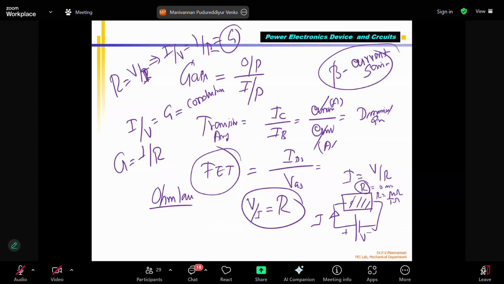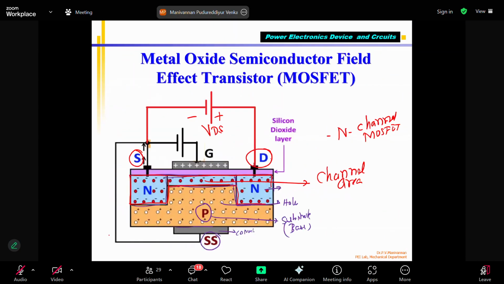In case of MOSFET, the only difference is a small thin layer. You can see the violet color. This is called silicon dioxide. On the N channel material, they deposited a thin layer of silicon dioxide, which is an insulator. Silicon dioxide is a pure insulator. Theoretically, it has infinite resistance. Practically, it has megohms or teraohms, high, something like 10 power 9 ohms.